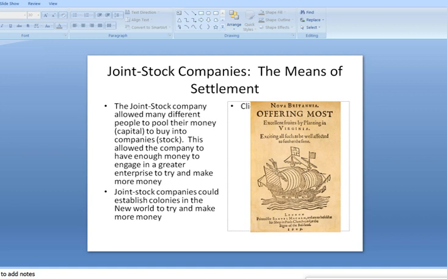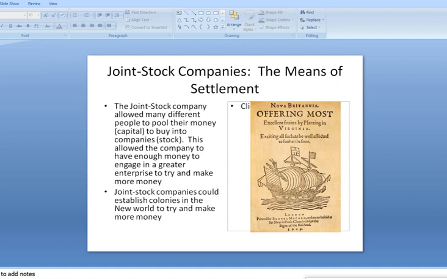So a joint stock company is just that. It's a company where people would buy stock. They would pool their capital, their money, and buy stock or pieces of a company. That allowed the company to have enough money to engage in a bigger enterprise than an ordinary individual would, because you have more than one person joining together. And with their stock, they share in the company, they share the risk, and they share the rewards. So if the company goes down, they don't lose everything themselves. They only lose what they have in it. If the company rises, then they rise according to their share of the company.